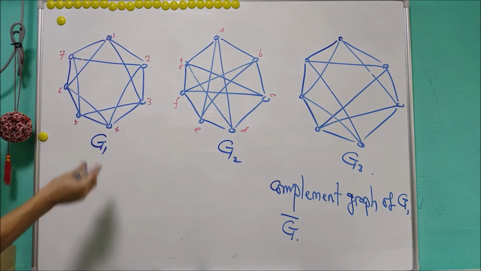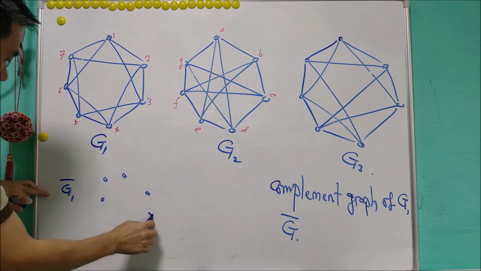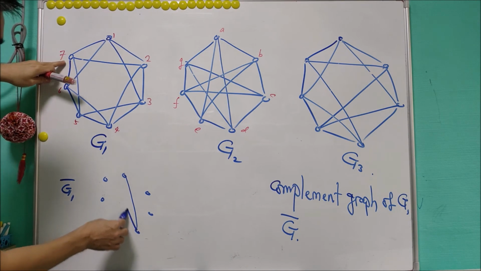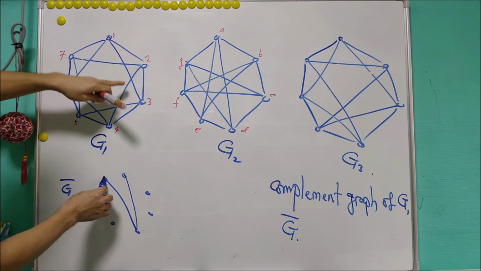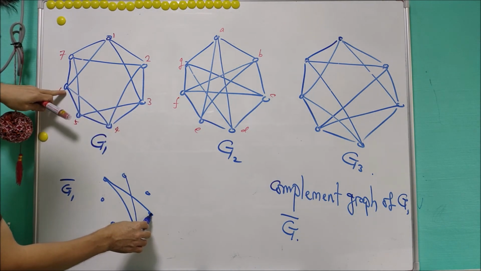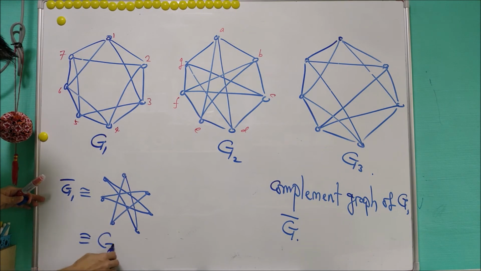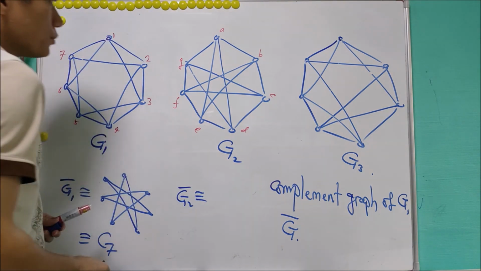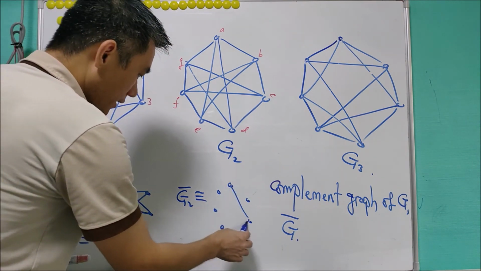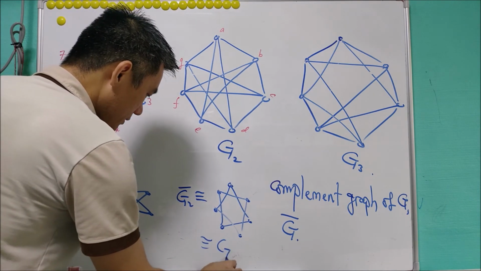We can consider what is G1 bar for this graph. 1, 2, 3, 4. 1 is not adjacent to 4. 4 is not adjacent to 7. 7 is not adjacent to 3. And so on and so forth. And this is actually a C7. G2 bar, it will be 1, 2, 3. And you will see that this is G2 bar. And again, this is C7.